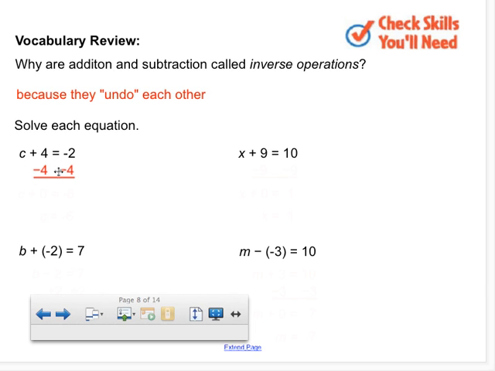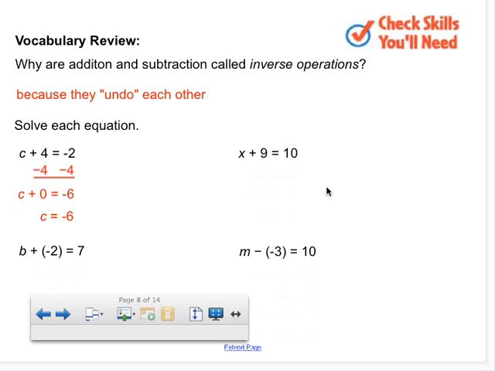And then what is -4 and +4 going to become? 0, very good. And then we know anything plus 0 is itself, so C equals -6. Are we good on that one? C equals -6, yes. Do you have a question? I was going to say you don't have to do that. Okay, next step. Next problem.